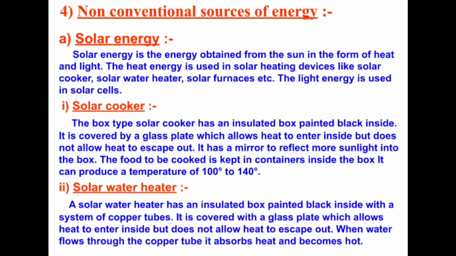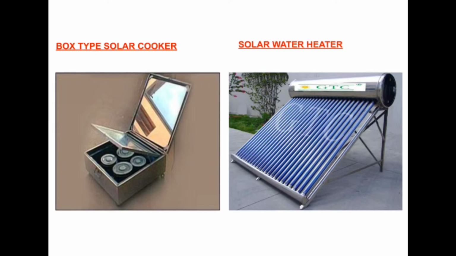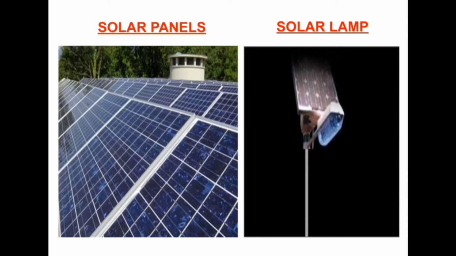Solar water heater. A solar water heater has an insulated box painted black inside with a system of copper tubes. It is covered with a glass plate which allows heat to enter inside but doesn't allow heat to escape out. When water flows through the copper tube, it absorbs the heat and becomes hot. Box type solar cooker and a solar water heater. Solar cell is shown in the above figure. Solar panels and solar lamp.